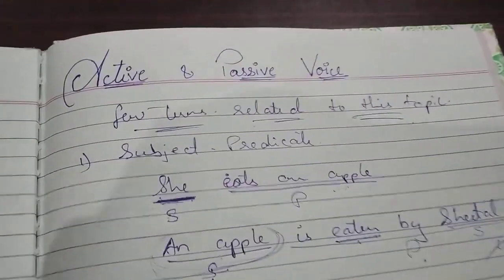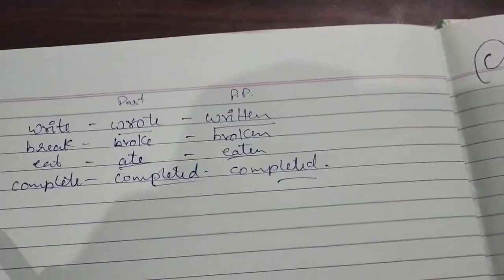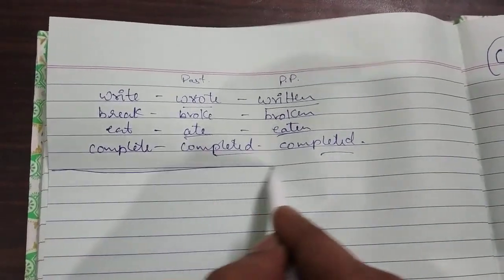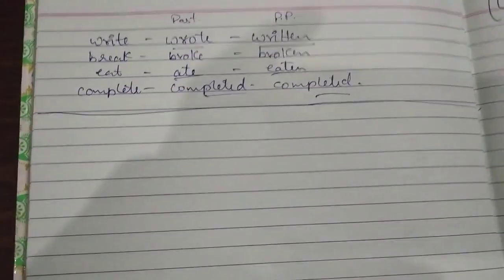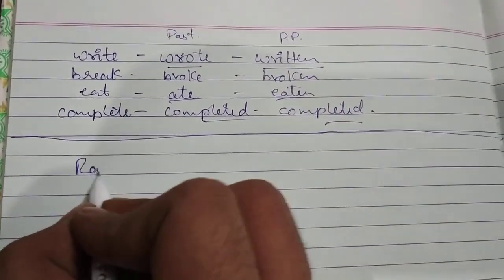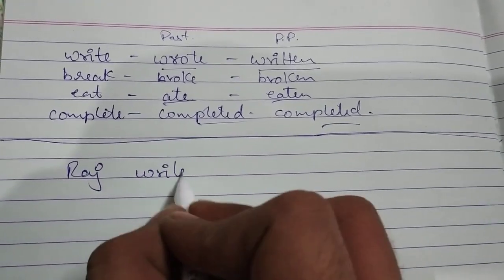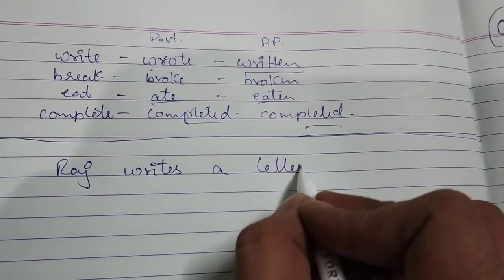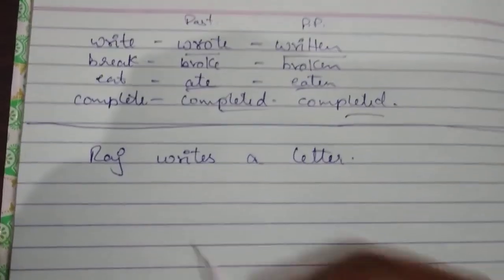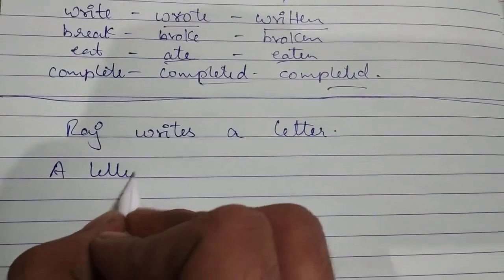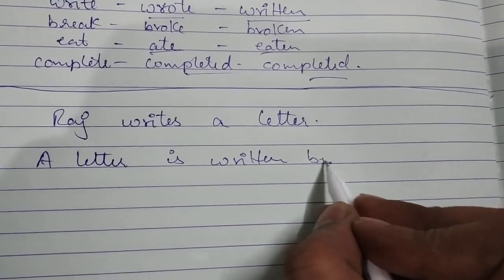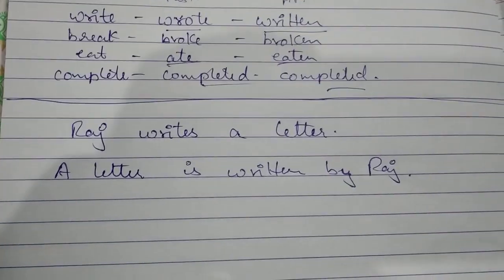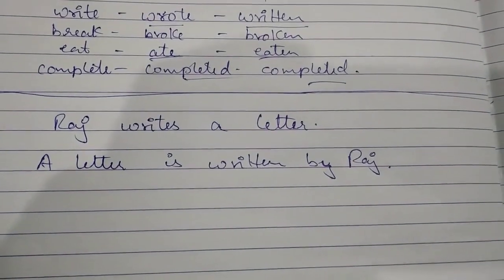Now coming to the topic, that is active and passive voice. What is active and what is passive voice? Let us see. Active and passive voice means telling the same thing in two different ways. Example: Raj writes a letter. A letter is written by Raj. Okay, like I ate food, food was eaten by me.